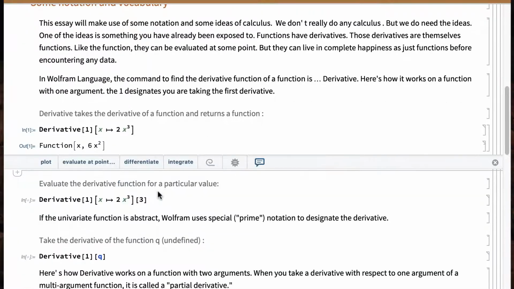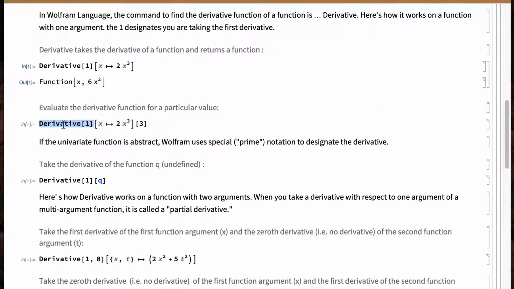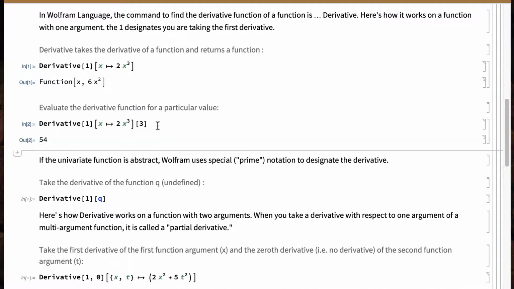Now, we can, as I mentioned, take a derivative function here and now evaluate it at a point. And let's see if we can figure out what that's going to be. Well, this Derivative[1] of the function x goes to 2x^3, we learned here is 6x^2. And so if we evaluate 6x^2 at 3, 3 squared is 9, and 6 times 9 is 54, and so I predict this will be 54.